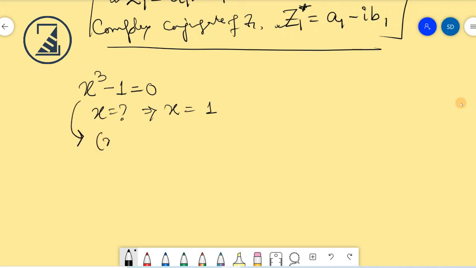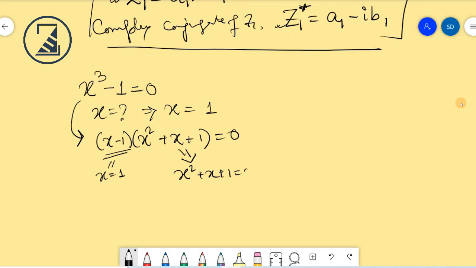So x cube minus 1, we can write it as (x minus 1)(x square plus x plus 1) equal to 0. The first factor gives us the real solution, and x square plus x plus 1 equated to 0 is going to give us the complex number solutions. So x square plus x plus 1 equal to 0. Let's find out x. By the quadratic formula, we can write it as minus 1 plus minus root over (1 minus 4), divided by 2. So there are two solutions.